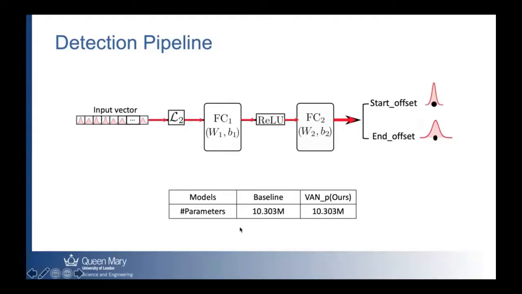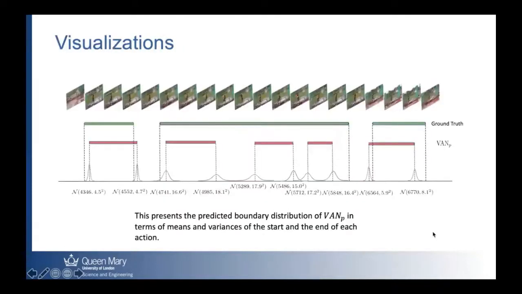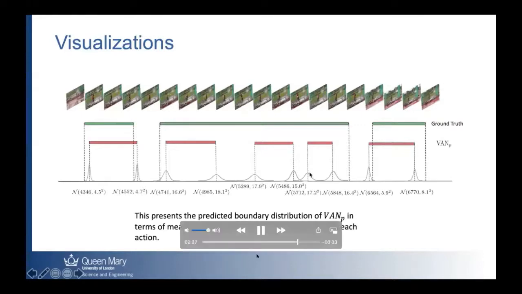From this table, our network and the baseline network have the same number of parameters. So it indicates our network does this without introducing any learnable parameters. In this figure, we show an example of ground truth in green bars and prediction in red bars. Predicted Gaussians can be seen as bell curves here. We can tell that when our predictions are close to the ground truth, our network is certain about the predictions, so the predicted variances tend to be relatively small, and vice versa. This indicates the validity of our predictions.